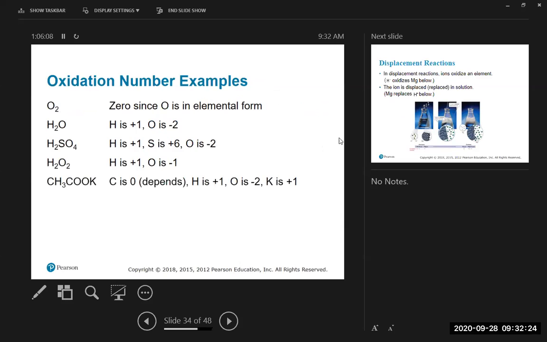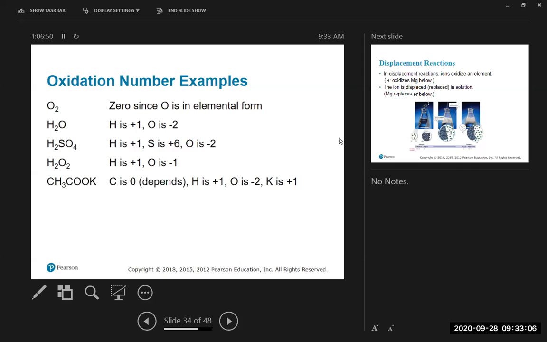Okay, some examples. If we have O2, that would be 0 because oxygen's in its elemental form. We said that was one of the guides. For H2O, hydrogen is usually +1, oxygen is usually -2. Does this balance out? Well, we have 2 hydrogens, so 2 times +1, and 1 oxygen, 1 times -2. So +2, -2, those cancel out, so we get no charge on water. That looks pretty good.